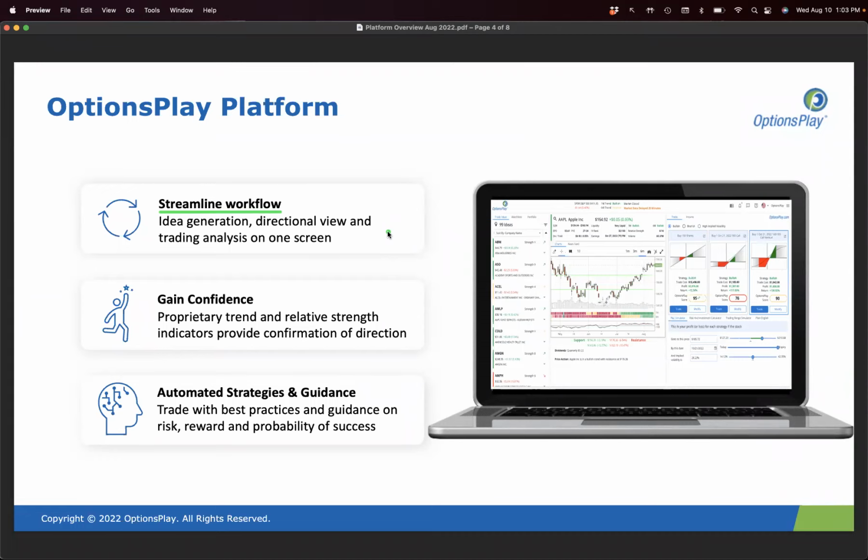So we set out to build OptionsPlay because we wanted to streamline our workflow. I'm going to show you the 3 panels in OptionsPlay, what we call the what, the why, and the how of options trading, and how we built these 3 panels to make it easier to streamline your workflow. Everything from idea generation and understanding what to trade, to giving you a clear understanding of the directional view of the security that you're referring to, and then trading analysis, all on a single screen. So you don't have to constantly go back and forth between 2 different platforms or 2 different screens.